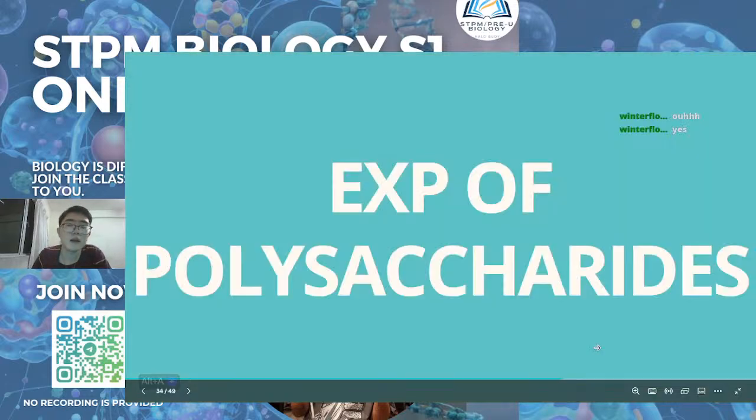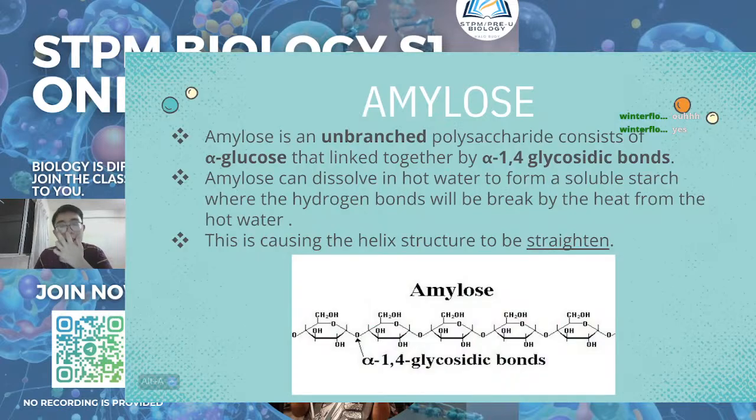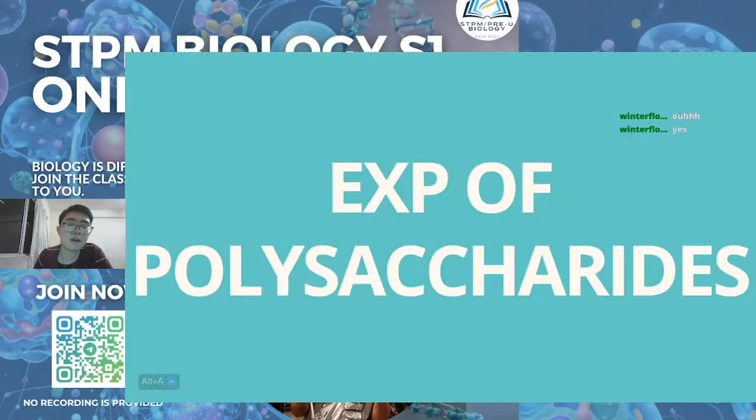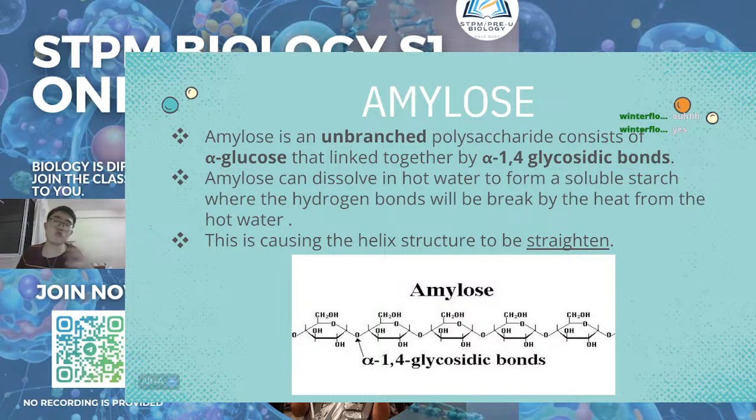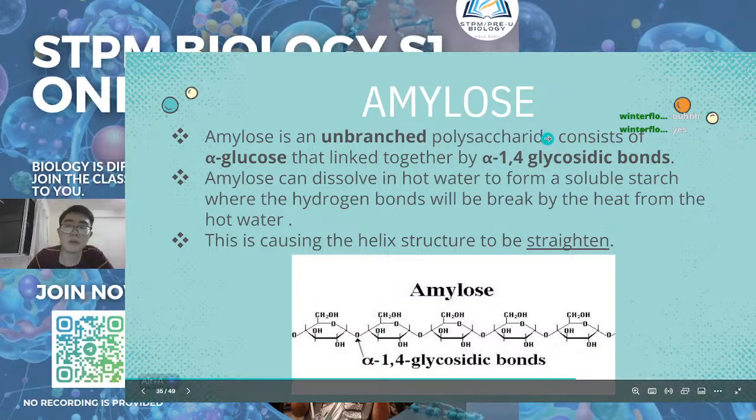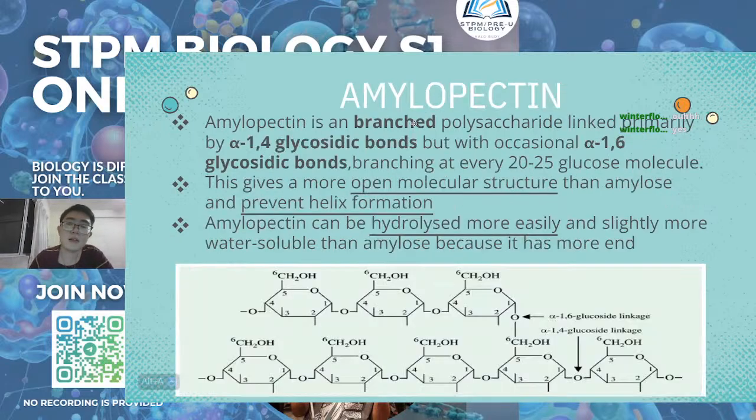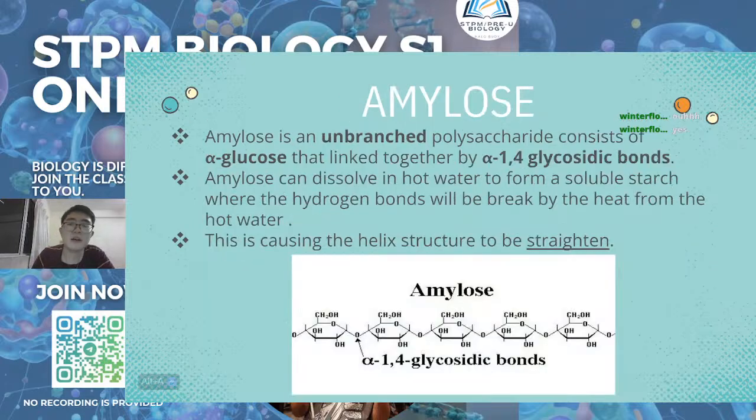Okay, so examples of polysaccharide. Normally there are three types in our syllabus: starch, glycogen, and also cellulose. But before that, we have to know the structure of polysaccharide first. In general, the structure of polysaccharide has two types, amylose or amylopectin. These two structures form the examples that we know, starch and also glycogen.